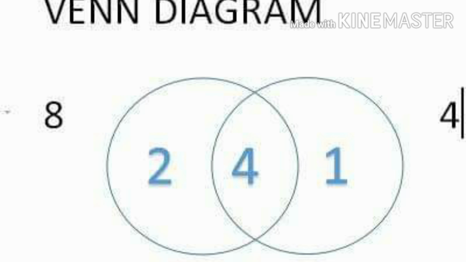So all I have to do now is to multiply these 3. That would be 2 times 4 times 1. That would still give me 8 as my least common denominator.